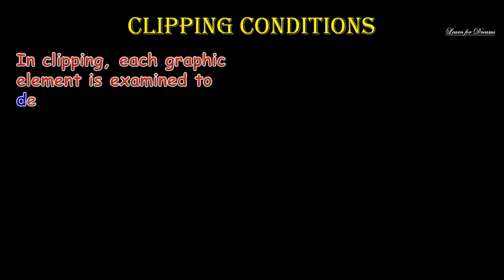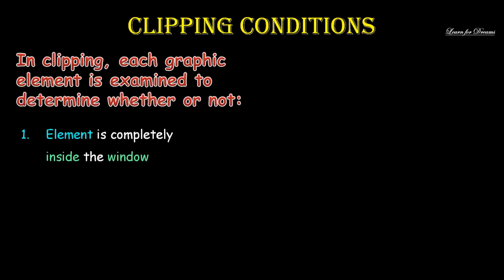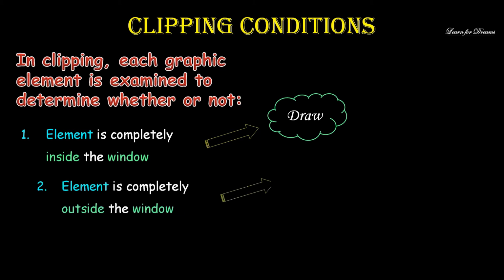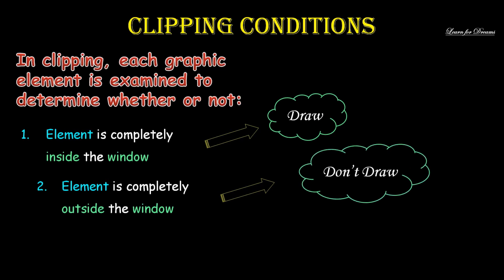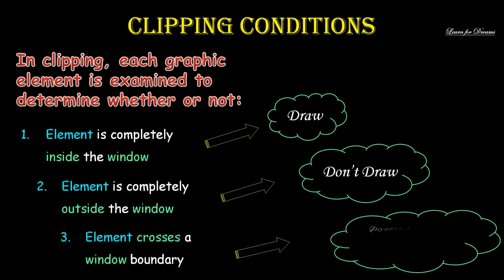Now let's see what are the conditions used for clipping. In clipping, each graphic element is examined to determine whether or not, first condition is, element is completely inside the window, then that element is to be drawn completely. If element is completely outside the window, then the command given is don't draw the complete element. And if the element crosses a window boundary, then the command given is draw the only portion inside the window.